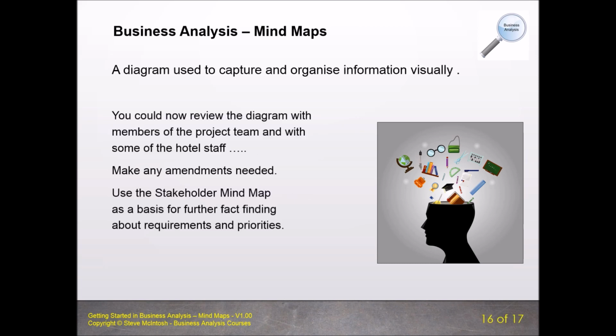You can then amend the stakeholder diagram as needed, expand on it further, review it again, until you reach the point where you feel that your mind map has captured a full view of all the stakeholders for the project. And then in terms of the next steps on the project, that mind map will be a very good basis for further fact-finding. Interviews, workshops, other techniques to discover more about what the system requirements are and what the priorities are.